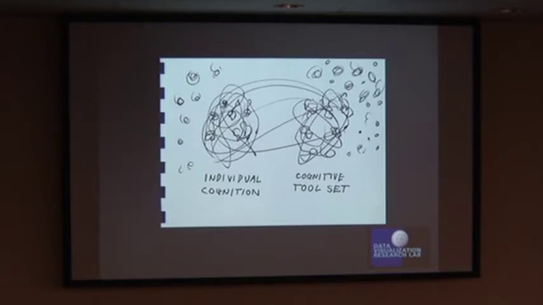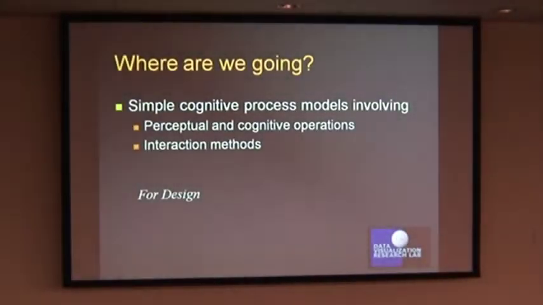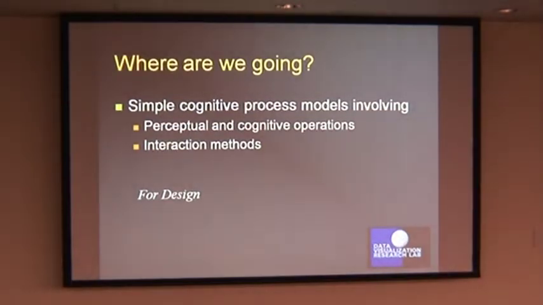which is why I'm trying to do this little tight loop thing, where there are possibilities for progress in the kind of tight loop behaviors I've been describing. That's really what I'm aiming towards: simple cognitive process models, simple ways of describing the cognitive algorithm in ways that encompass both things that go on inside the head and things that go on in the computer, and hopefully that kind of approach can be useful for design.